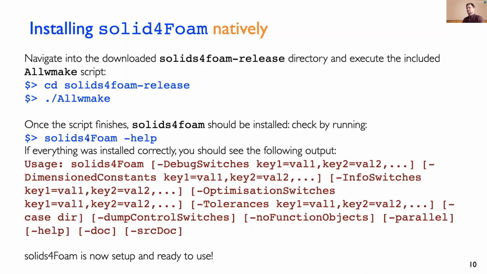Once that script finishes, if you run solids4Foam -help, you should get the typical solver error being printed out, knowing that it is installed. I do have an automated compilation process set up, checking that the master branch does compile on all of these. So it does compile on clean versions of all of those, and it should compile without any errors.